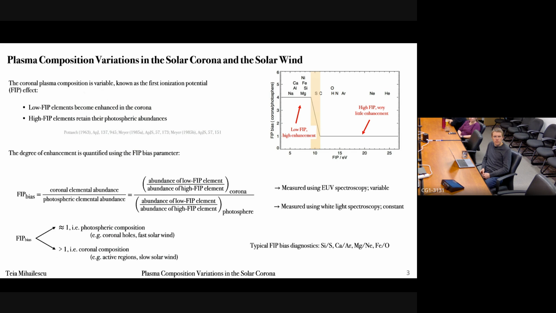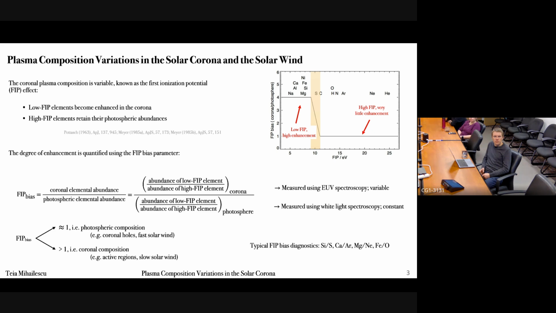And we can measure the degree of enhancement using the FIP bias parameter. The FIP bias parameter is essentially the ratio between the coronal abundance of an element over its photospheric abundance. Ideally, we want to measure the abundance relative to a reference, and that reference ideally is hydrogen. But because we can't measure the hydrogen abundance in the corona, we need to choose a different reference.